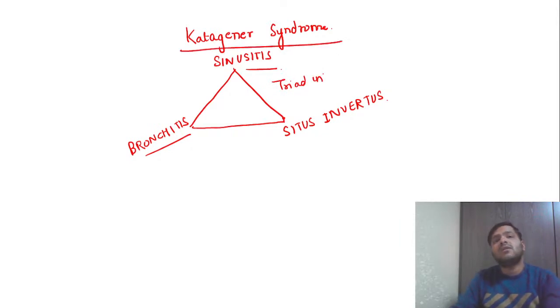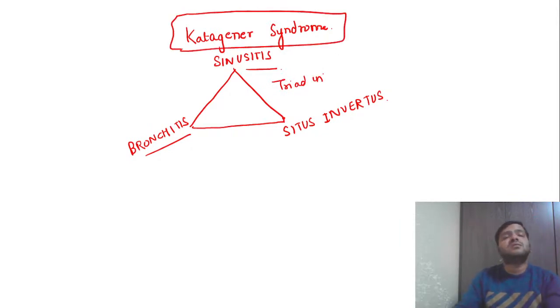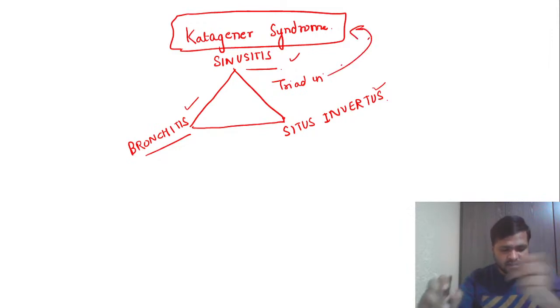Again, repeating, which is not a part of Kartagener syndrome is infertility. Infertility is not a problem that is manifested. Majorly, these three are the things which are commonly seen in every patient, whether female or male. So it is sinusitis, bronchitis, and situs inversus. That is the triad which is seen in Kartagener syndrome, right?